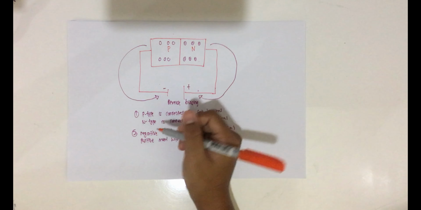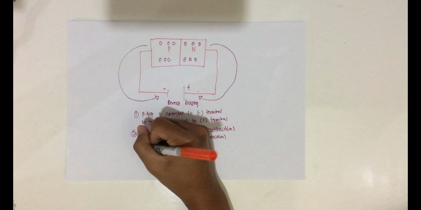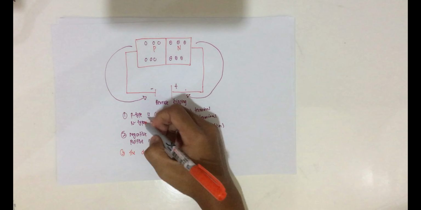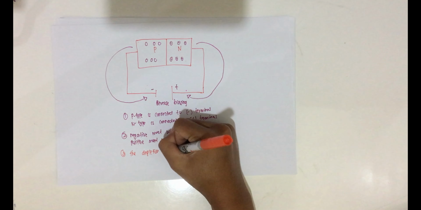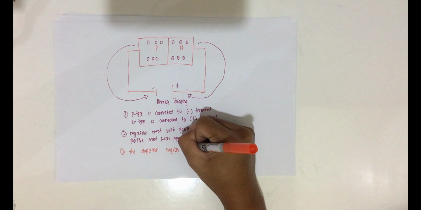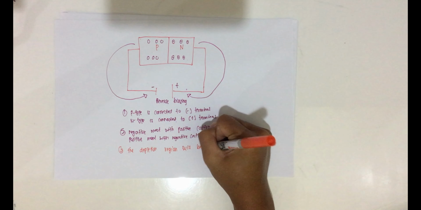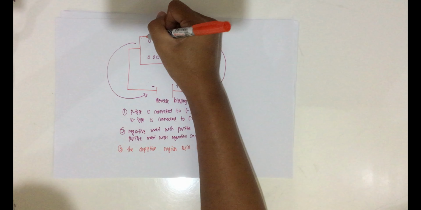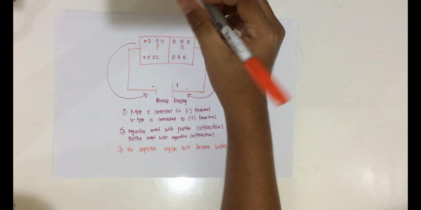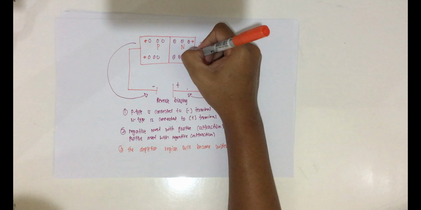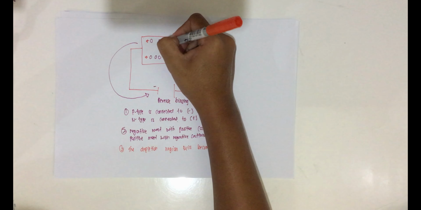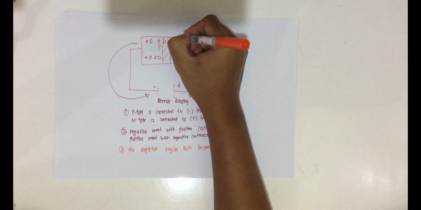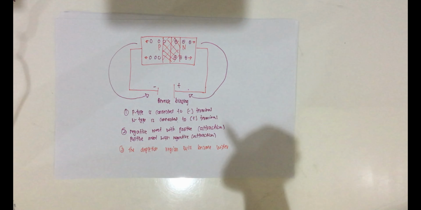So as the result of this attraction, the depletion region will become wider. So as these holes are attracted to negative terminal and these electrons attracted to positive terminal, it will make the depletion region here become wider, and thus the current will not easily flow.